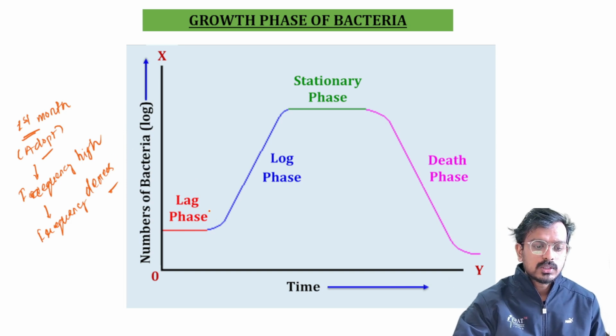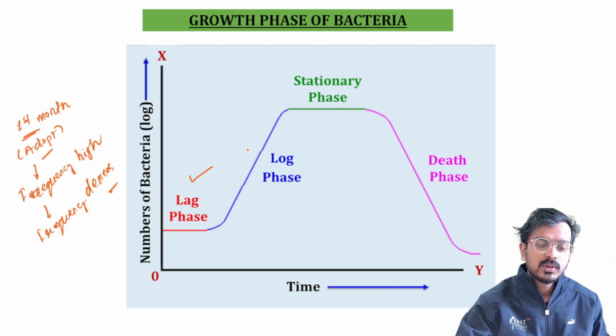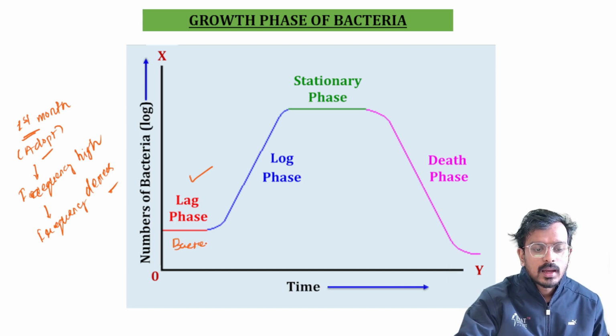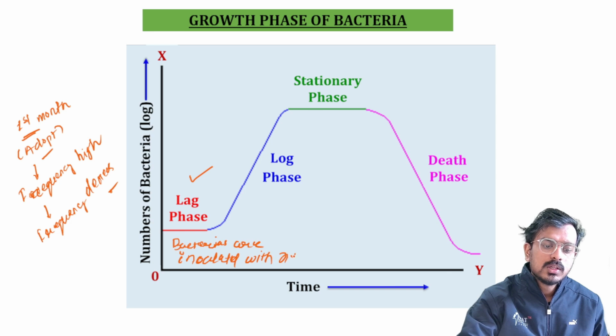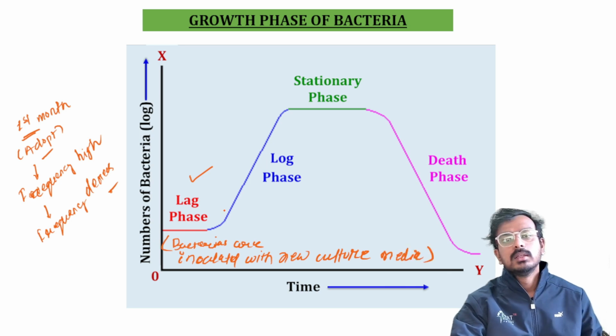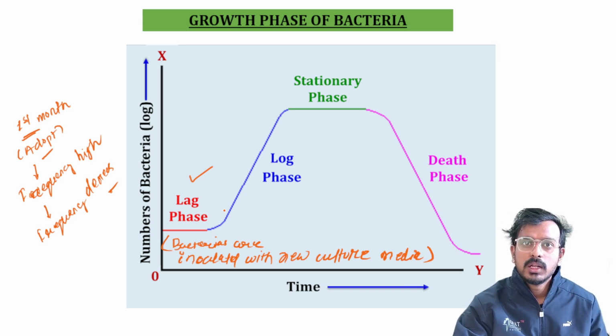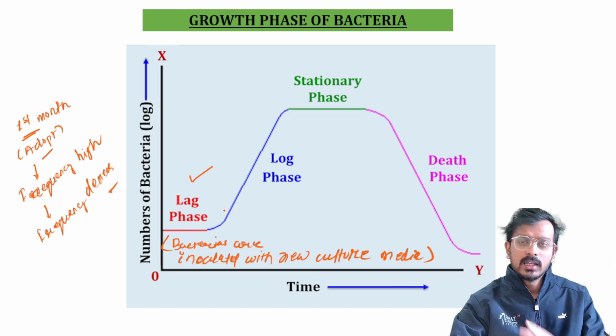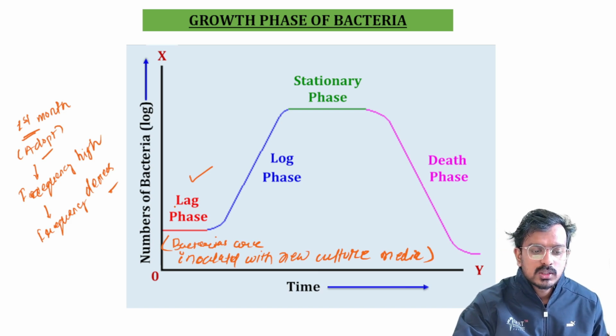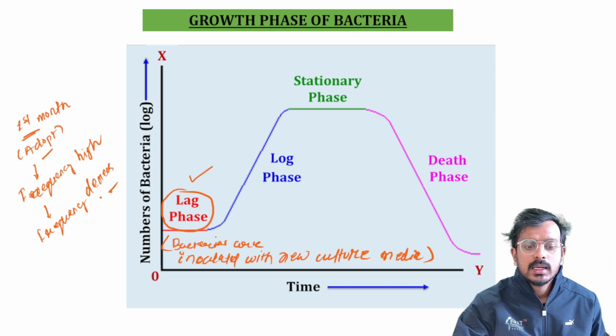The first step is called the lag phase. The lag phase is the phase when bacteria are inoculated into new culture medium. In this initial phase, bacteria are just getting acquainted with the culture media. Some bacteria might not be compatible with that culture medium, so death of some of the bacteria also takes place. This phase is called the lag phase, or we can call it the initiation phase.